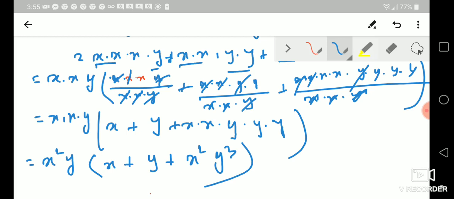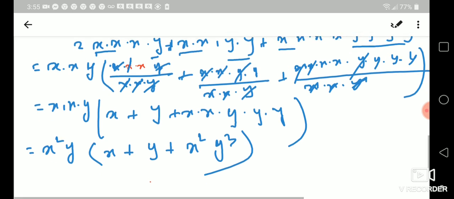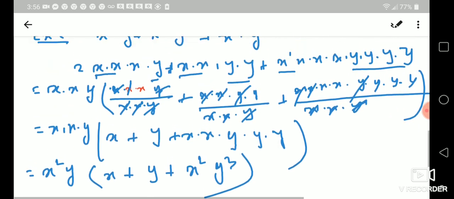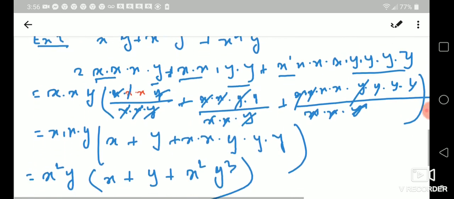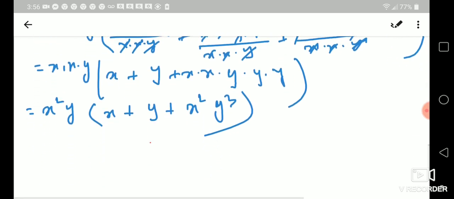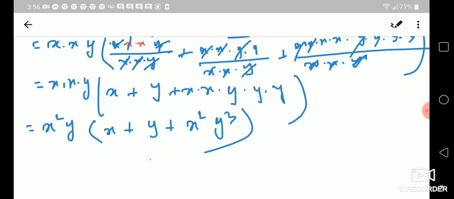So the common was x square y's, and inside the bracket in the multiplication part we have x plus y plus x2 y3. X square, so x square y times x2 y2, then it's just y. Yeah, so now if we break it again, we'll get the same thing we started from.